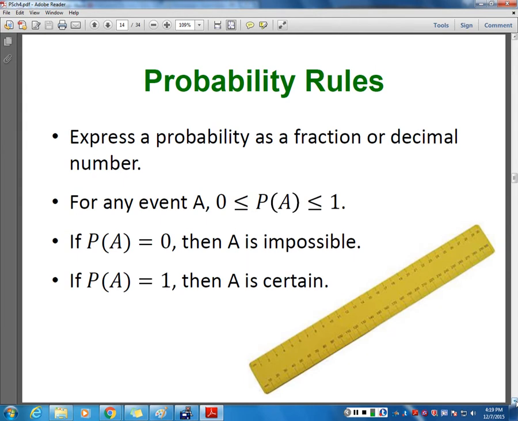Next, we'll talk about some probability rules. We express probabilities in this course as a fraction, simplified, or decimal number, rounded correctly. For any event A, the probability of that event is between 0 and 1, or 0% and 100%. If the probability is 0, then A is impossible. If the probability is 1, then it is certain to happen.